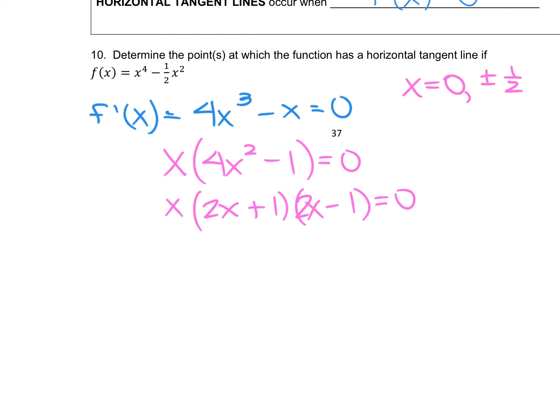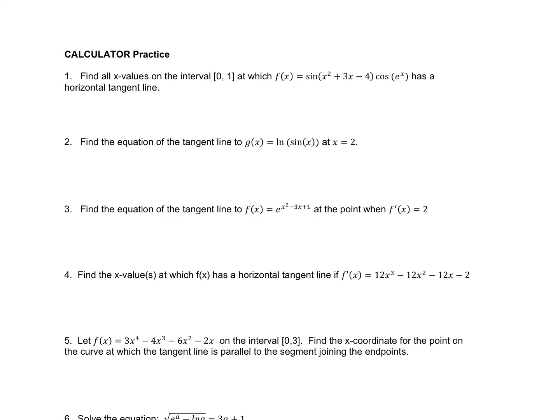Yay. Good. All right, so then the remainder of our class today is going to be calculator stuff. Okay? Question 1. Find all x values on the interval 0 to 1 at which f of x equals sine of this loveliness times cosine of e to the x has a horizontal tangent line.